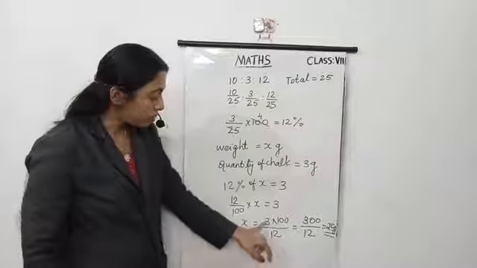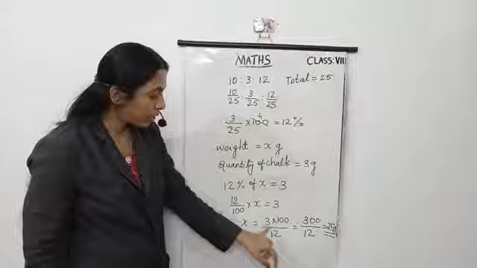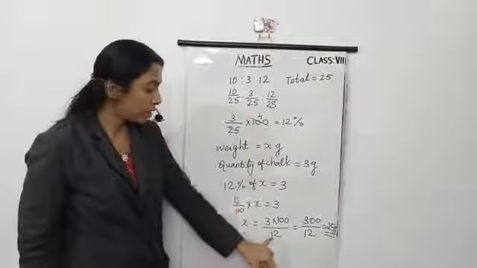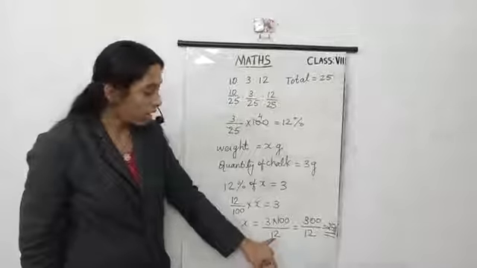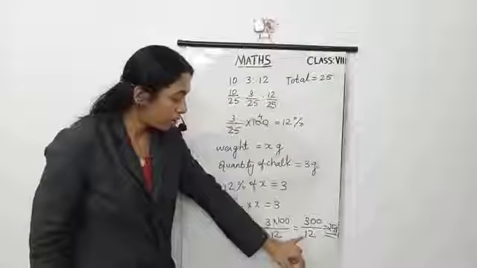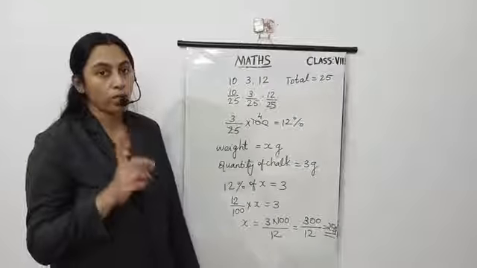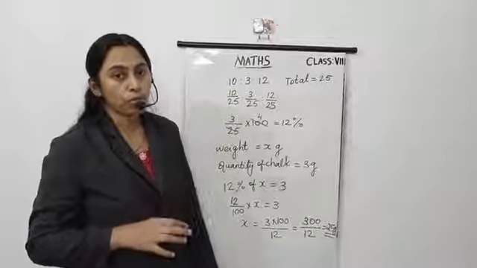Here x equals 3 into this denominator; this denominator becomes the numerator, this numerator becomes the denominator, and 3 into 100 is 300 by 12. After division we get 25 grams. So the weight of one chalk is 25 grams.